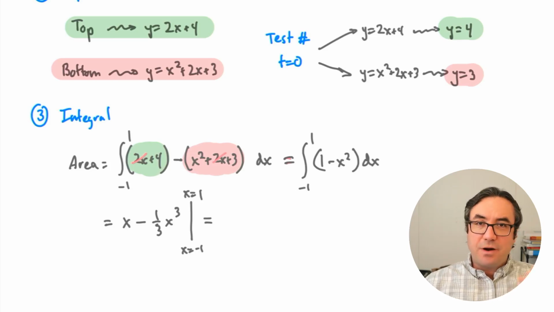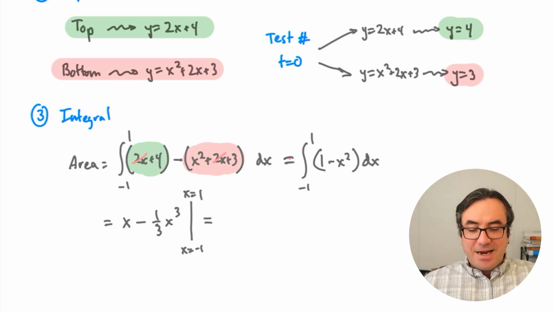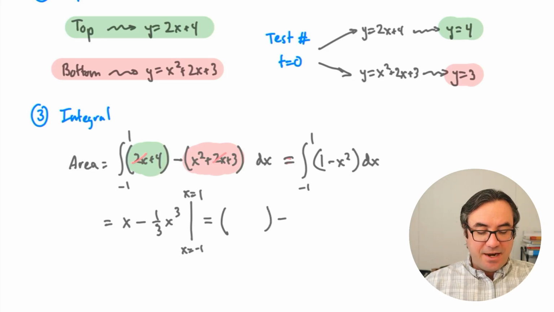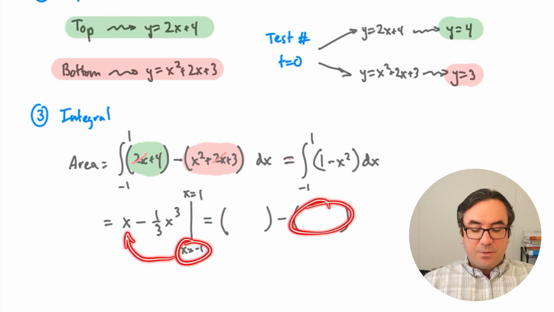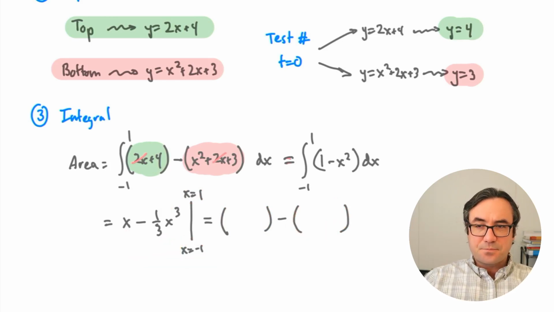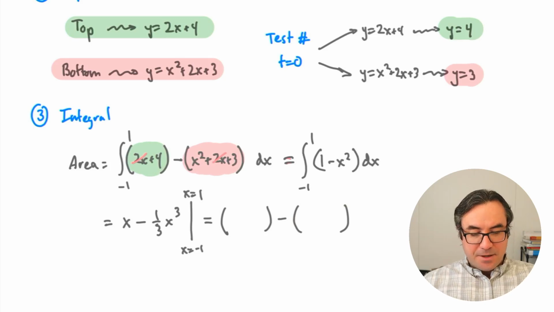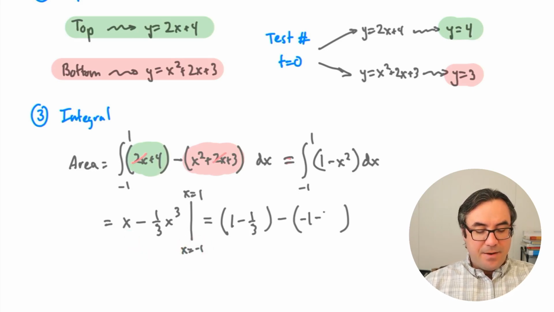And then when we do our evaluation for definite integrals, again, it's helpful to get some nice parentheses set up. And then what goes into the first one is what we get when we plug the top number into our antiderivative. And then what goes in the second one is what we get when we plug the lower bound in. And let's see. So the top number is going to go in. We get 1 and then -1/3. And then when I plug -1 in, I'm going to end up with a -1 and then -1/3 times -1 cubed.